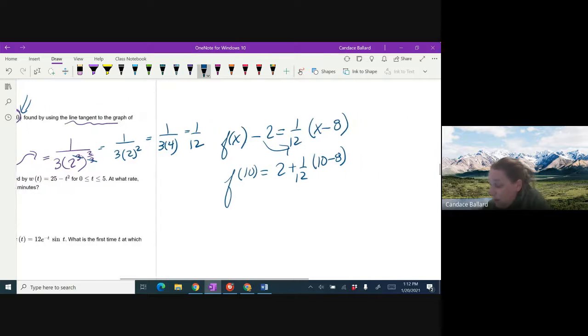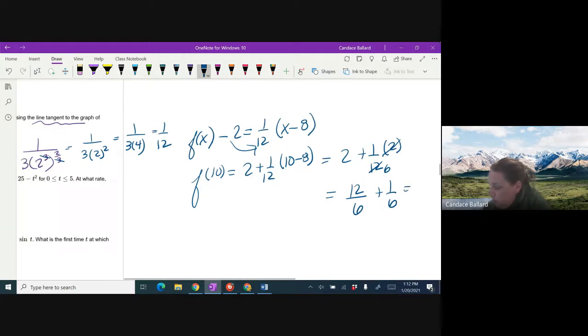And this is nice, right? This isn't a calculator-necessary problem. Let's see, 10 minus 8 would be 2. 2 goes into 12 6 times. And then I need a denominator of 6, which is going to make it 12/6 or 13/6 as the answer. And again, I do not want the decimal answer. I want the fraction, okay?